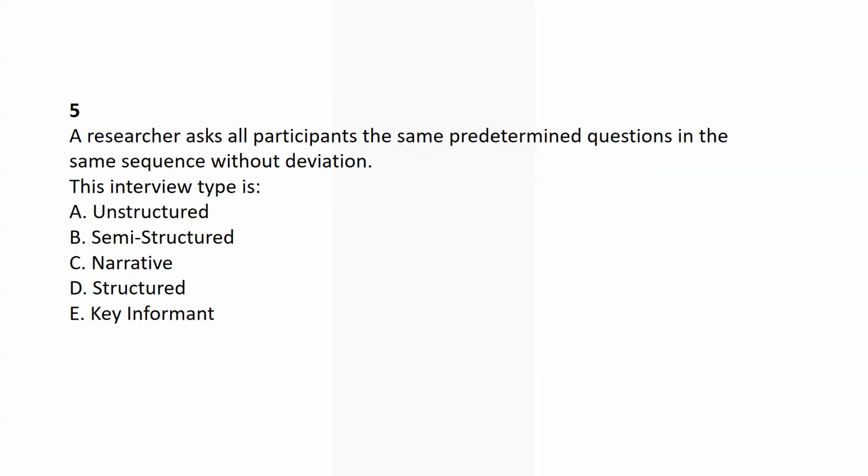Question number five, a researcher asks all participants the same predetermined questions in the same sequence without any deviation. This interview type is option A, unstructured; B, semi-structured; C, narrative; D, structured; and E, key informant. D. Yes, D is the right answer.